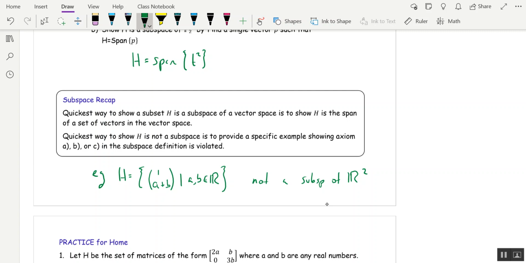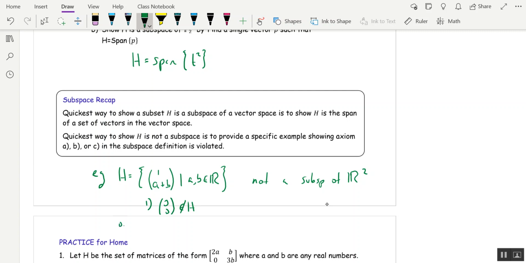So I could use any one of the following methods to show it's not a subspace. First one, the low-hanging fruit. The zero vector is not in there. So (0, 0) is not in H, because 0 is not equal to 1. Vectors in H have to have first coordinate 1. So that would be the easiest.